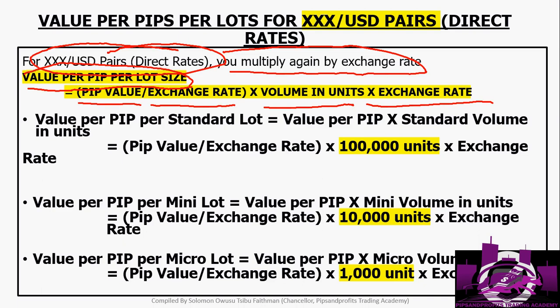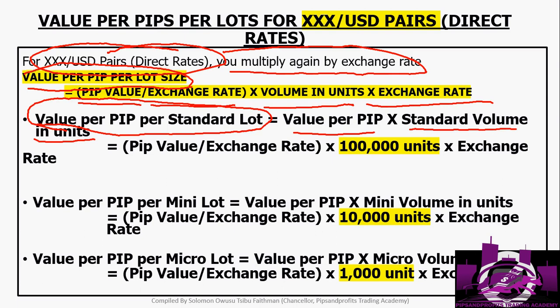Okay, so when we go down to the various lot sizes, we have value per pip per standard lot. For standard lot, you are going to have value per pip times standard volume in units. And because we are dealing with direct rate, you are going to multiply it again by the exchange rate. That is the OMP. We have said that OMP is the same as the open market price, and in effect, it is also the same as the exchange rate that you have.